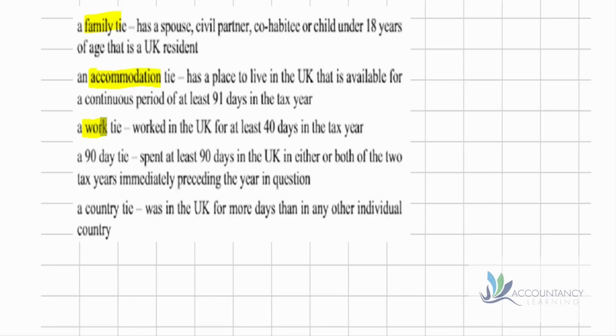There may be a work tie. So we work in the UK for at least 40 days. There's the 90-day tie, so you spend at least 90 days in the UK, either in both of the 2 tax years immediately preceding the year in question, or there may be a country tie, so we were in the UK for more days than in any other individual country. Okay, so remember, you need to memorize these to be able to use them in the exam.